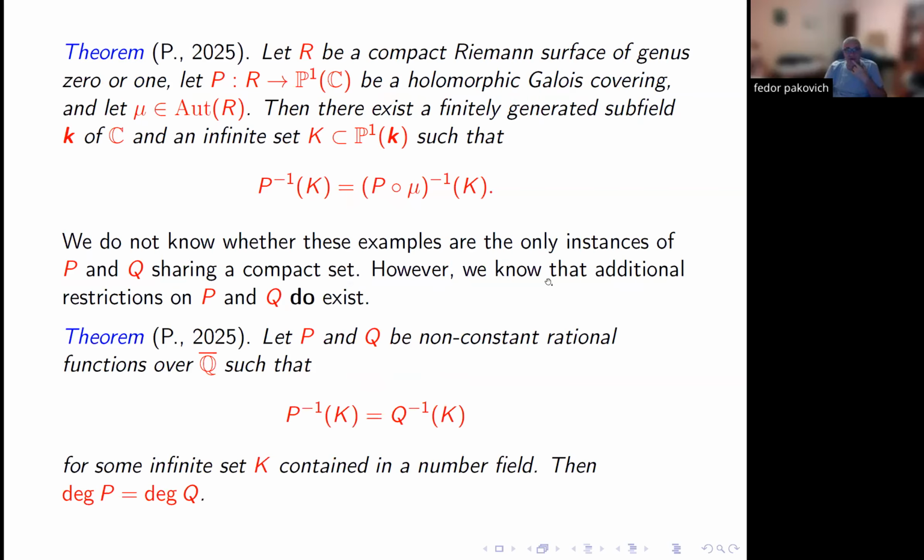Now, what about examples? What I am able to show is that, again, we have two left factors of the same Galois covering. I can prove that at least if you have a Galois covering of this type, where one is P and the other is P composed with some Möbius transformation, it is also a Galois covering, but very close to this one. And for these Galois coverings, you can construct such a set K.